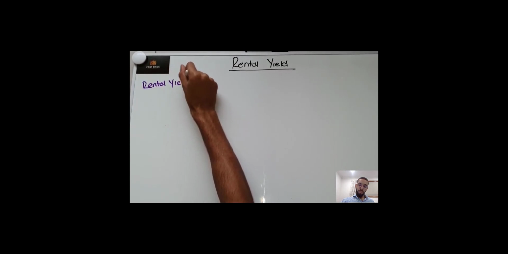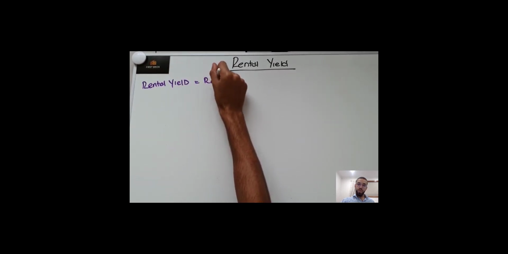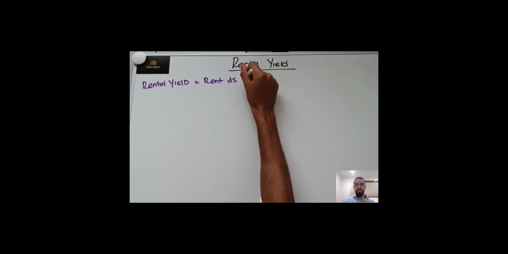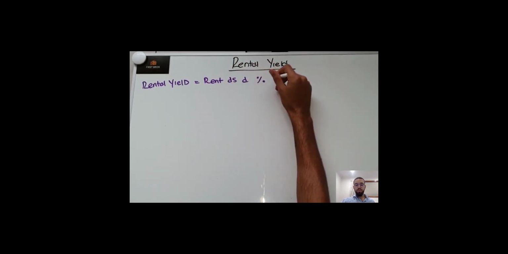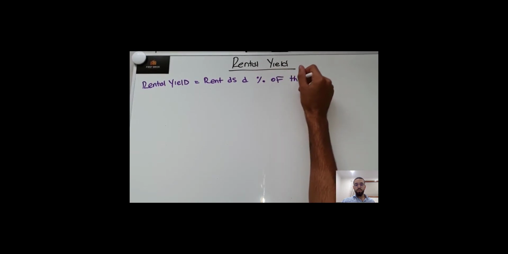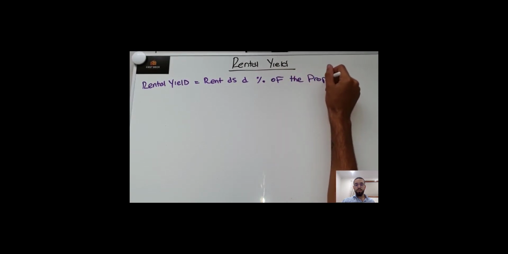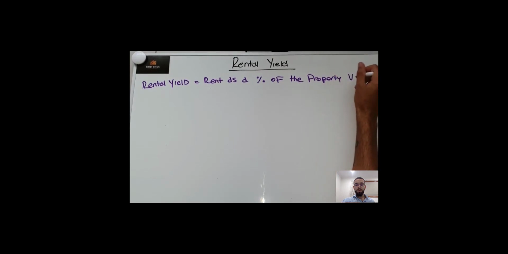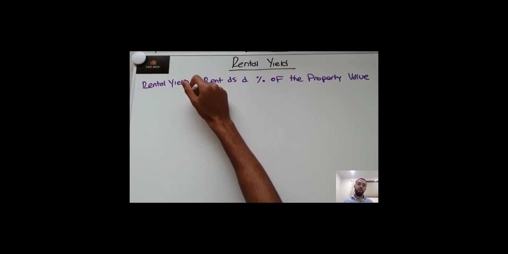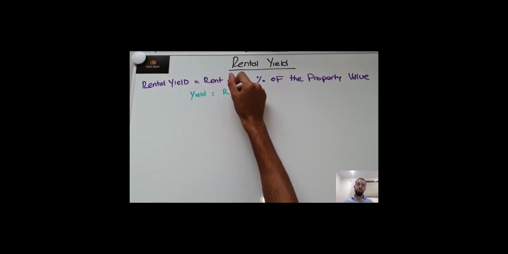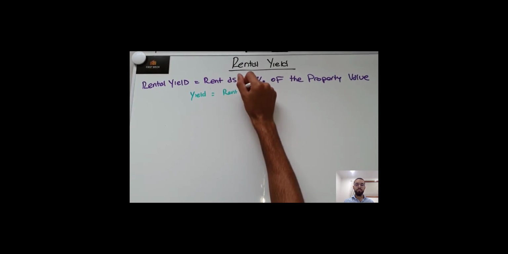Rental yield equals rent as a percentage of the property value. So what we're looking at here is what percentage of the property value can be represented through the rent, and we use this to calculate and look at our cash flow and our return on investment and things like that. So it's one of the more important calculations when we're looking at investment properties.